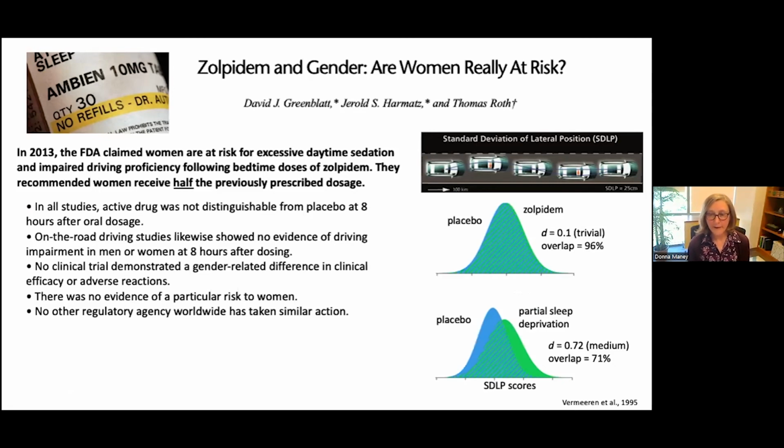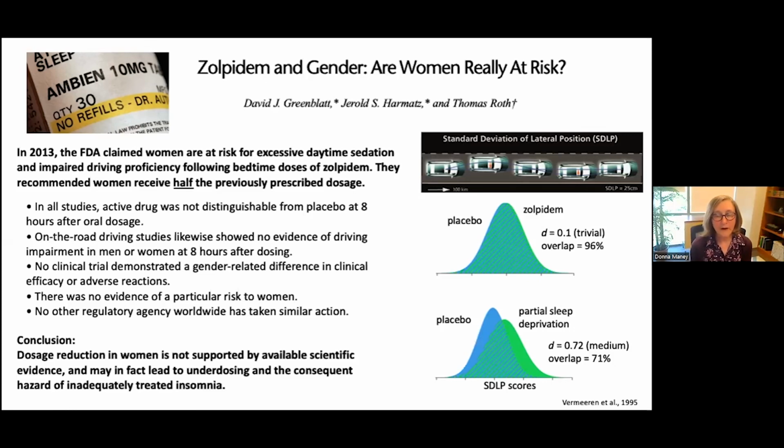So here we're comparing placebo to partial sleep deprivation, which is similar to what someone with insomnia would experience if they couldn't get zolpidem, or maybe they were underdosed. And so sleep deprivation has a much larger effect on driving performance than the full man dose of zolpidem. And again, this study was done entirely on women. So Greenblatt's group is concerned about underdosing because inadequately treated insomnia could in fact be more hazardous than zolpidem.